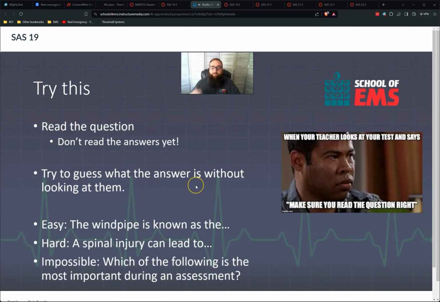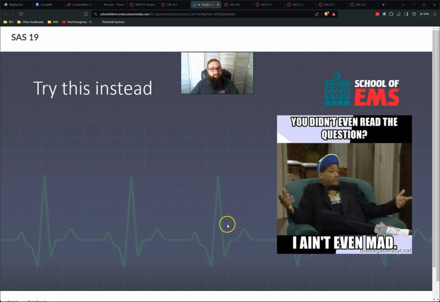And then you will get impossible ones, which say which of the following is the most important during an assessment. Anything that says which of the following or which of these is true or something like that, you're not going to be able to guess. So you're just going to have to move on. Read the question, move on, and read the answers. Now, unless one of the answers is maintaining an airway, scene safety, something along those lines, in which case it really doesn't matter. You know that it's always going to be the right answer.